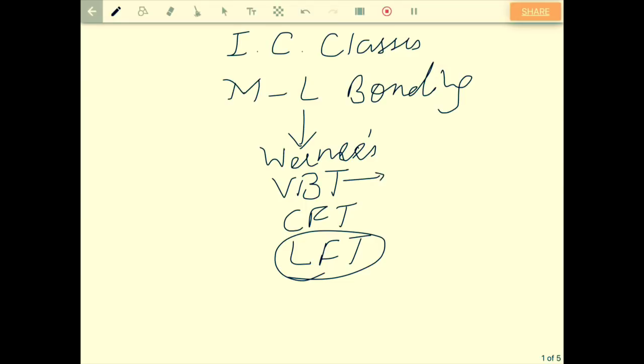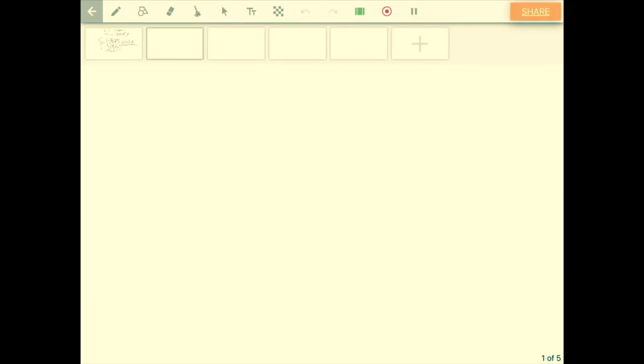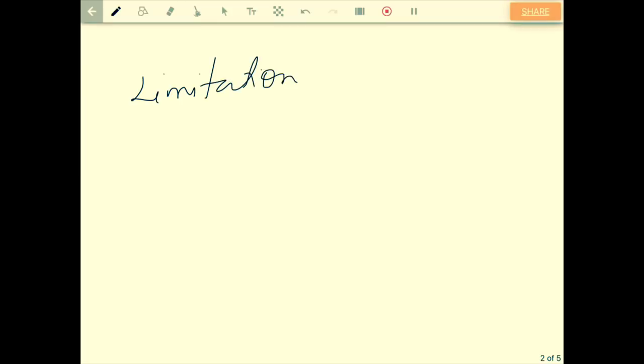According to valence bond theory, the nature of metal ligand bonding was covalent, while according to CFT theory, the nature of bond was electrostatic attraction between metal and ligand. Because there are certain limitations of the previous theories, new theories came into existence. So now we are discussing the limitations of CFT. What are the limitations of CFT?